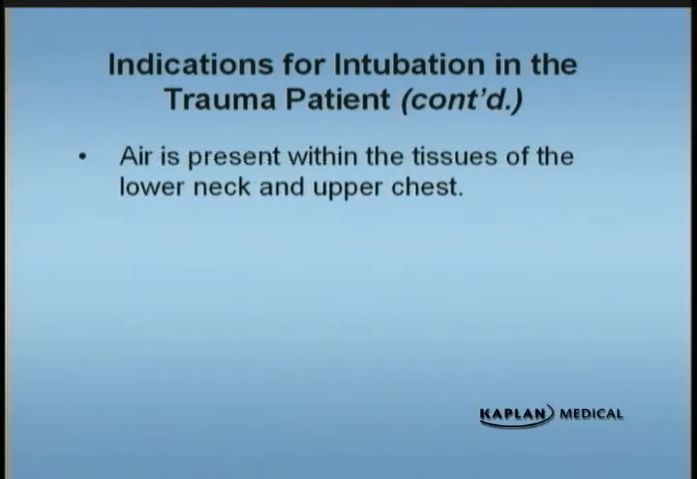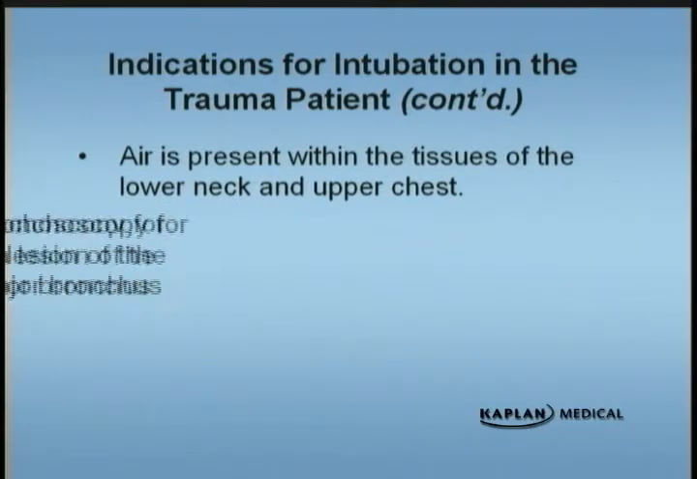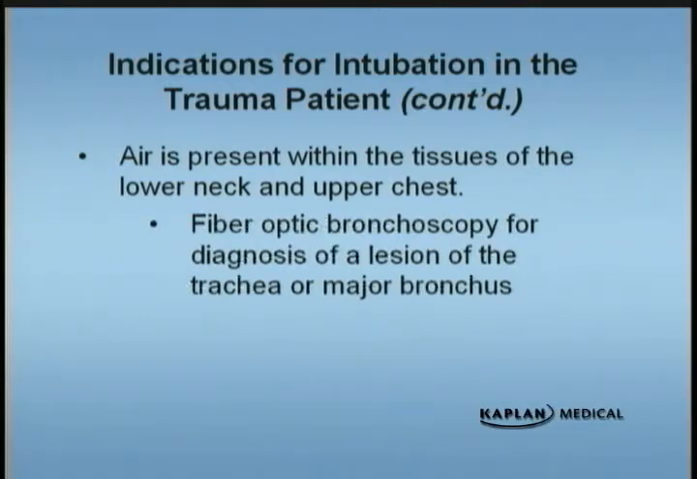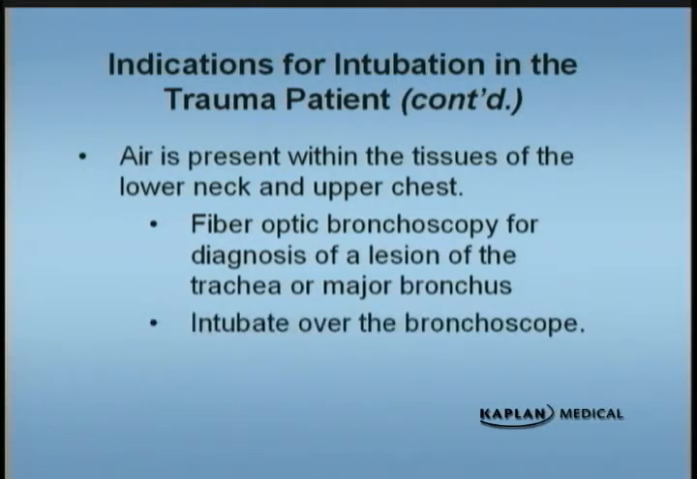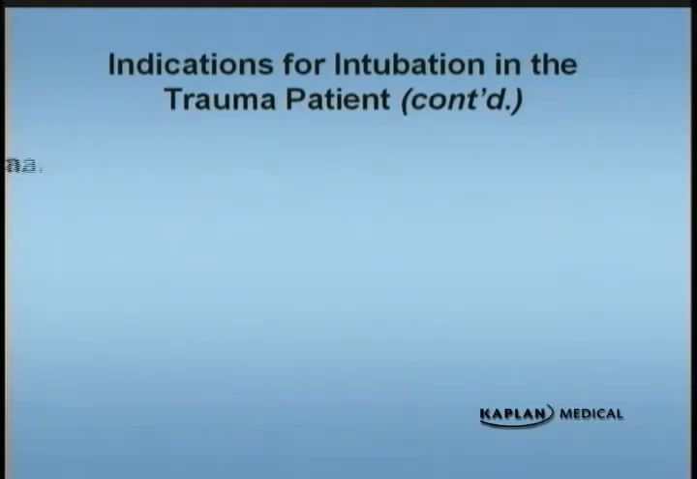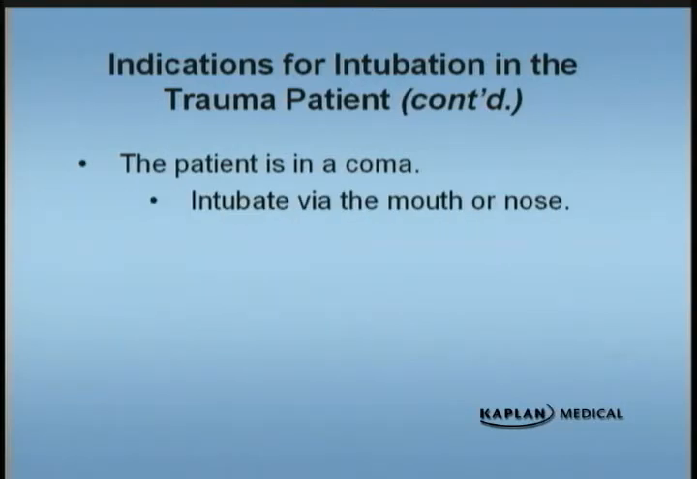Another indication is if air is present within the tissues of the lower neck and upper chest. In that case, a fiber optic bronchoscopy for diagnosis of a lesion and the intubation are the technique to be used. The fiber optic bronchoscopy gives you the diagnosis of the lesion of the trachea or major bronchus, and we intubate over the bronchoscope. Another indication would be the patient is in coma. In that case, you can intubate via the mouth or nose, but obviously no anesthetic is needed.